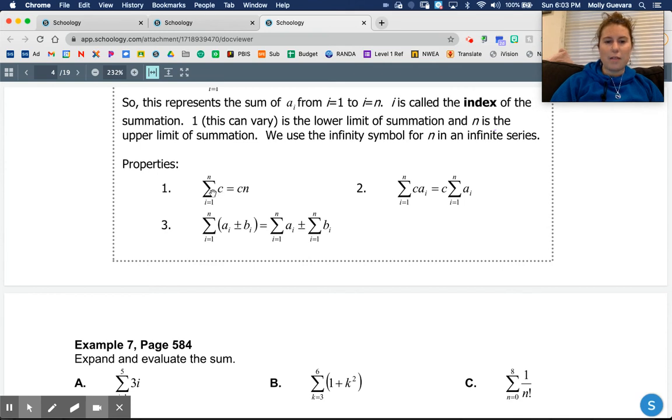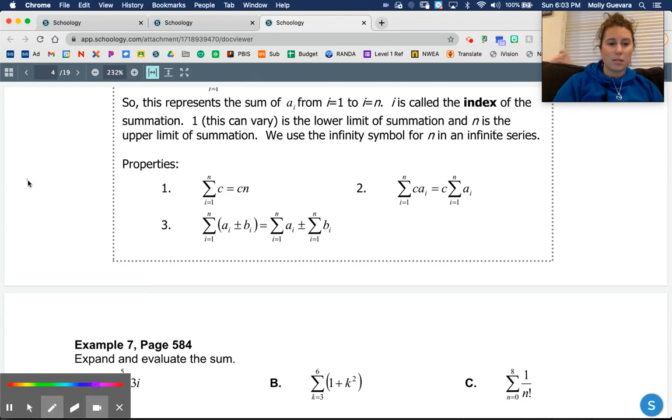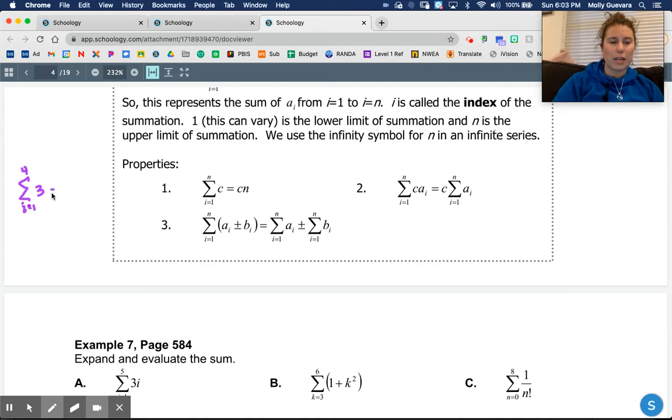If I just have a constant, like a number, right? If it's the summation of 3 from 1 to 4 or something, I'm just making stuff up, right? This is really 3, which is the first term, plus the second term, which is 3, plus the third term, which is 3, plus the fourth term, which is 3. So instead of having to do that a million times, I can just multiply 3 times whatever that upper limit is. So that's what this first one is saying.